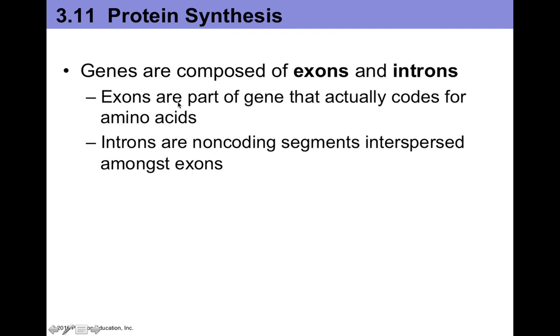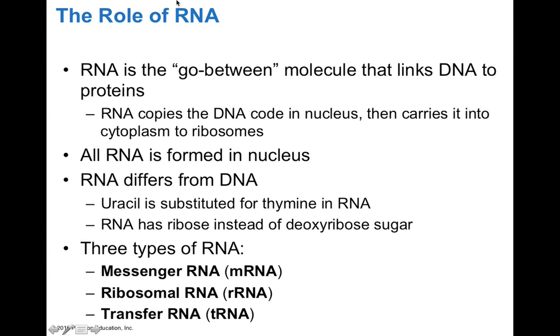So when we talk about post-transcriptional processing, we're talking about the shuffling of exons from a gene. RNA is this go-between molecule that links DNA and proteins. RNA copies the DNA code in the nucleus, and then that copy of RNA is carried to the cytoplasm, to ribosomes, where the RNA copy is used as the blueprint for protein synthesis.